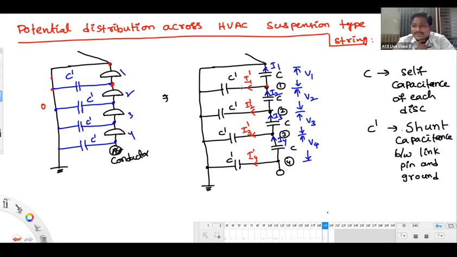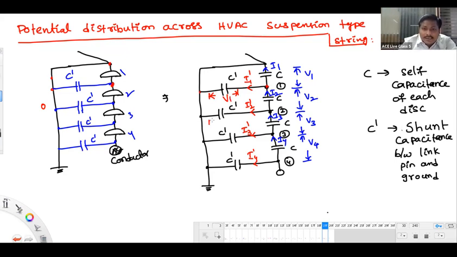What is I1 dash? To get that I1 dash, we should know what is the voltage across this C dash capacitor. How much voltage can you get across this, from this node to ground? Ground is this point only. What is that voltage? V1, obviously.